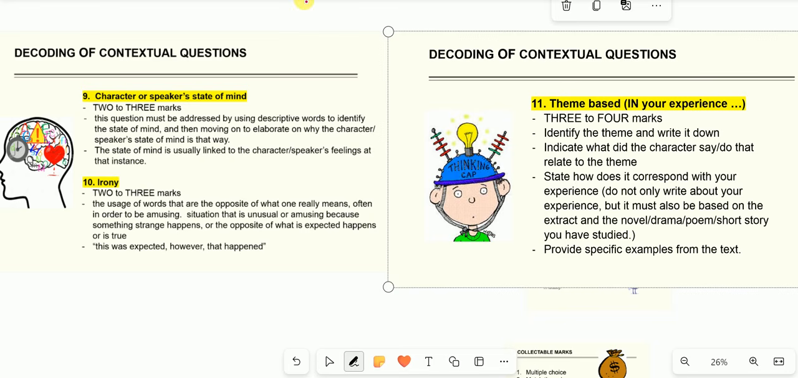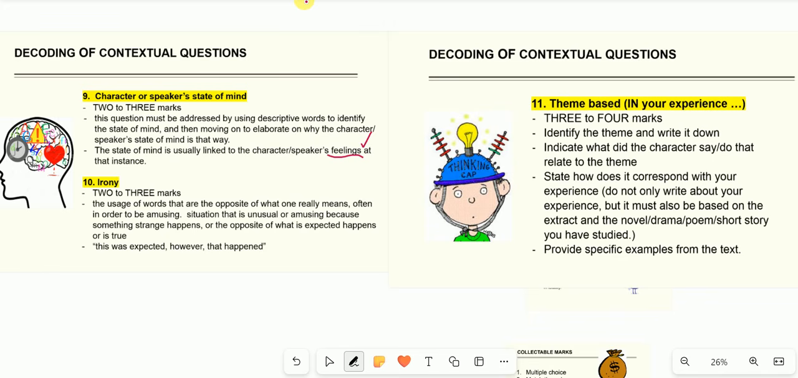And another question that you must expect tomorrow is the character's state of mind. 2 or 3 marks depending on how the question will be asked. This question must be addressed by using descriptive words. Remember, descriptive words, we call them adjectives, to identify the state of mind, and then moving on to elaborate on what the character's state of mind is. The state of mind is usually linked to the character's or the speaker's feelings. So just read the events that are used in the extract and then come up with what the character is feeling, and then use that to describe the character's state of mind.